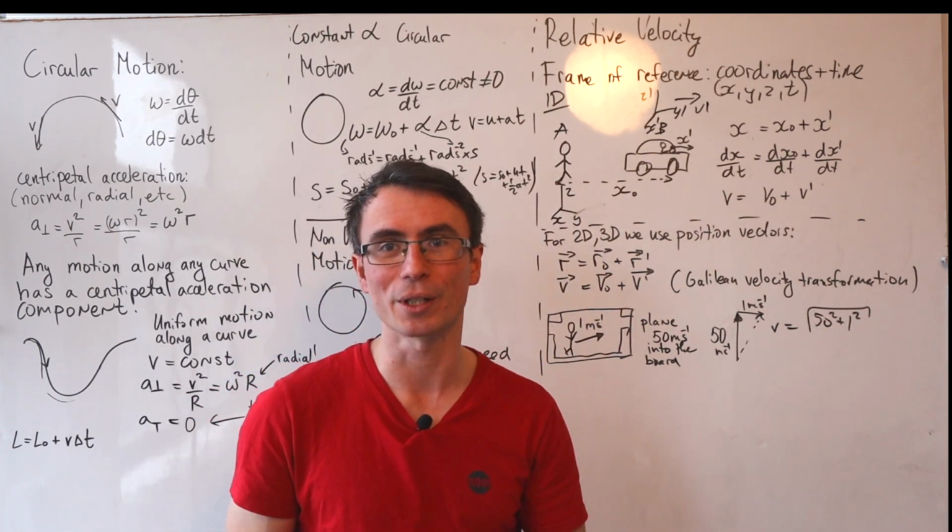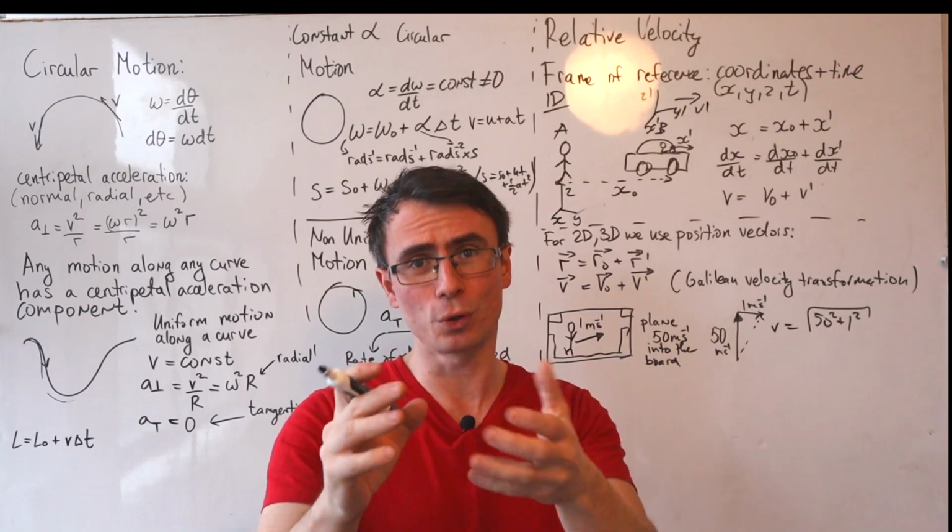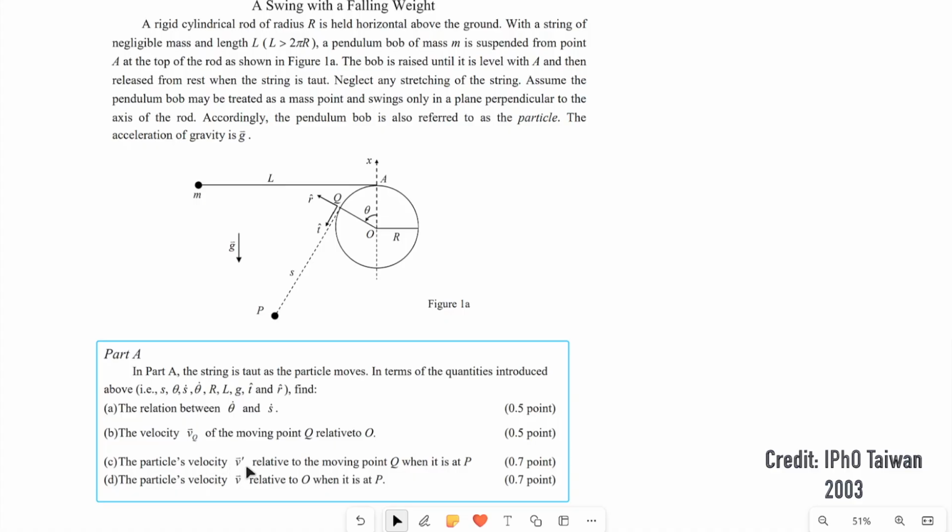Now, this gets quite a bit trickier when we're dealing with rotations. I have a problem here from the International Physics Olympiad on just that. Okay, part C, the particle's velocity relative to the moving point Q when it's at P. So the best thing to do in those situations is to consider what happens a tiny amount of time afterwards. First of all, this tangent point Q is moving, so it's going to move a little bit further down, and the particle is going to move a little bit to the right, and this is what makes this problem so tricky to visualize.